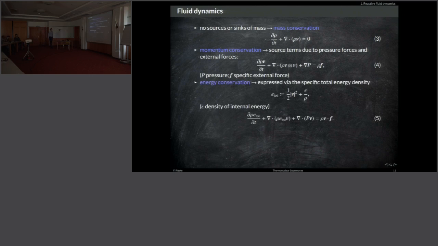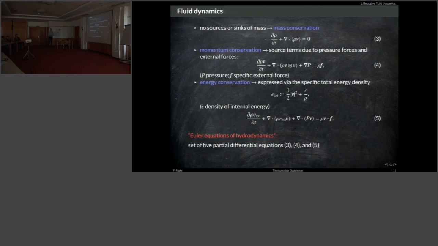Finally, energy conservation. This is usually expressed in terms of the specific total energy density defined as here, so that the total energy density is the specific kinetic energy plus the internal energy density divided by the mass density, so that we get the specific, that means per mass, energy. And with that, we can write down a balance equation for the energy as well. Again, those terms appear here due to external forces.